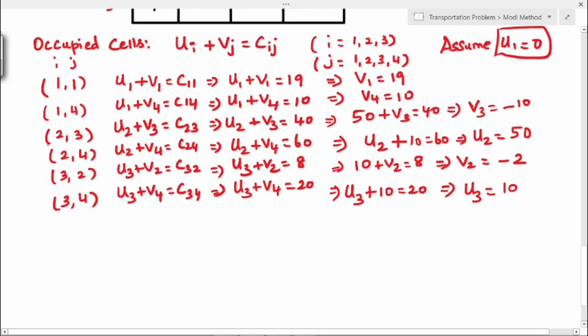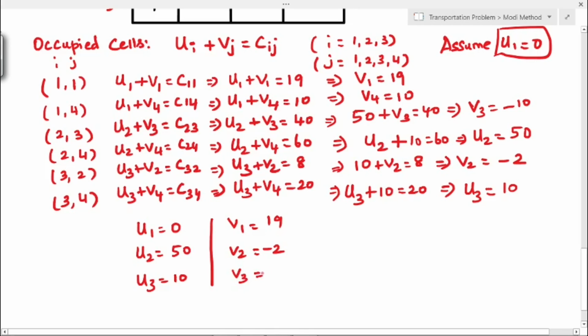That is, U1 is our assumption, 0. U2 is 50. U3 is 10. Similarly, V1 is 19, V2 is minus 2, V3 is minus 10 and V4 is 10. So now, using the equation Ui plus Vj equal to Cij, we have found U1, U2, U3 and V1, V2, V3, V4. So this is for occupied cells.